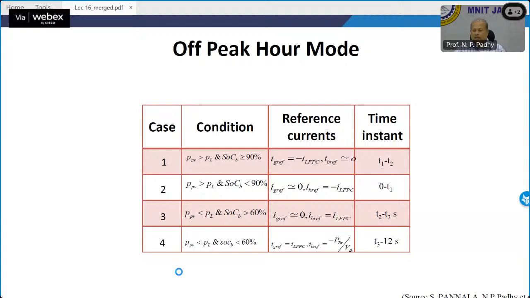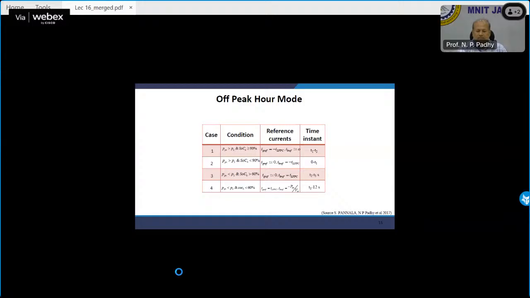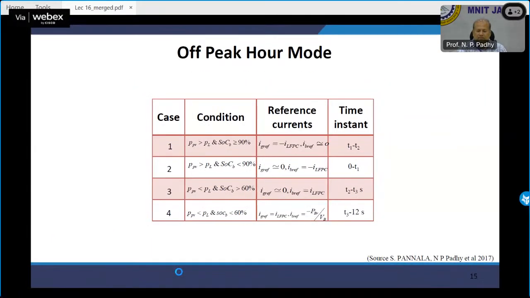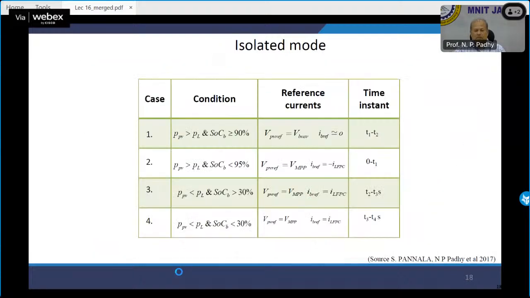Now, similarly, we can go to the isolated mode of operation. Here also we have case 1, case 2, case 3, case 4, isn't it? And you could see that the battery operation is very interesting when it is isolated because slowly it is getting discharged. So here also we have different modes, and these modes are actually slightly different.